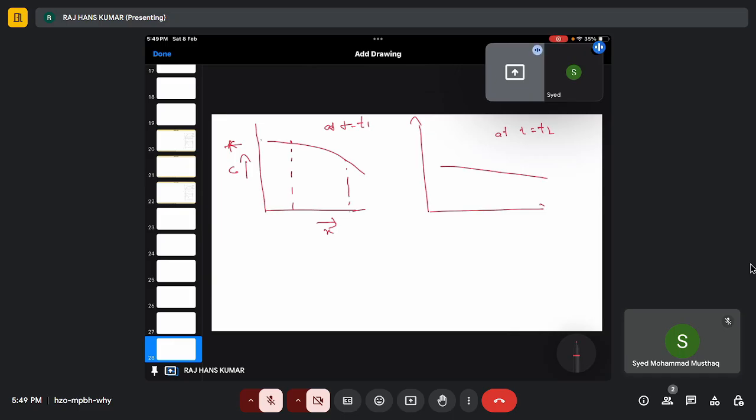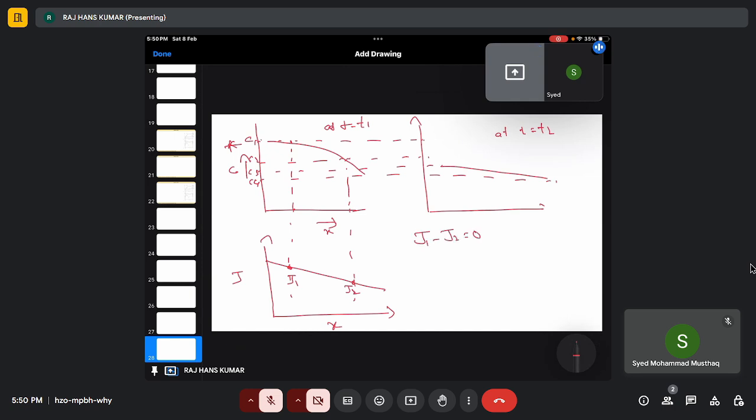So, this is your C1, C2, C3, C4. So how are my fluxes going to change, right? So, if I draw this for J, let's say J is a linear function for simplicity. Okay. So, here I have J1, here I have J2. Now, J1 minus J2 is not 0, right? Because the concentration is not linear.